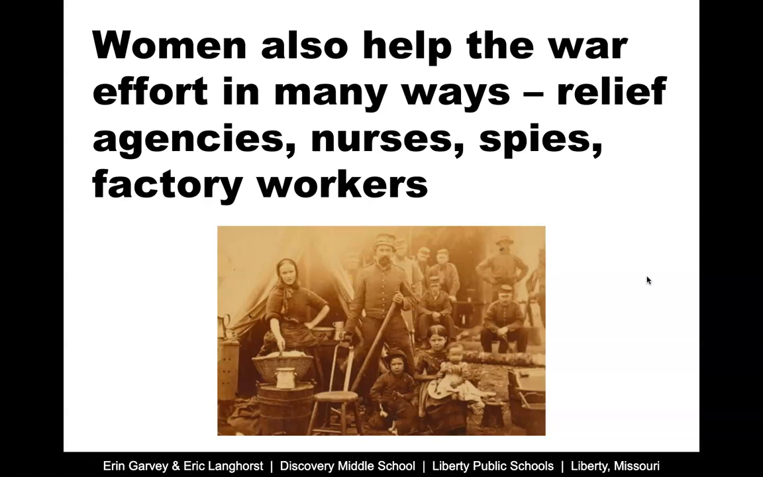We haven't talked a lot about women's role in the war, but it was really important. Women helped as relief agencies, nurses, spies. There's some amazing stories about spies and women during the Civil War. In some cases in the cities, women took the places of the men that went off to fight in the war, and they were the ones that worked in the factories. So women were doing a lot of different things during the war as well. Maybe not in sheer numbers like soldiers, but definitely providing a lot of support.